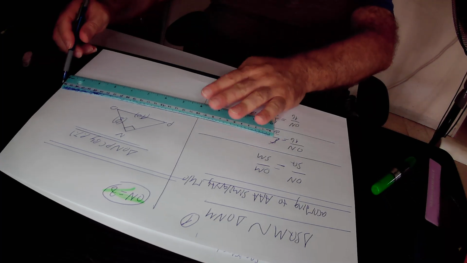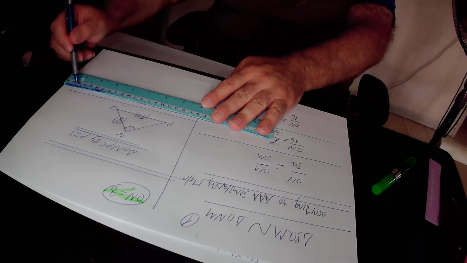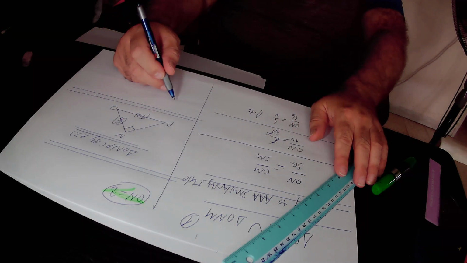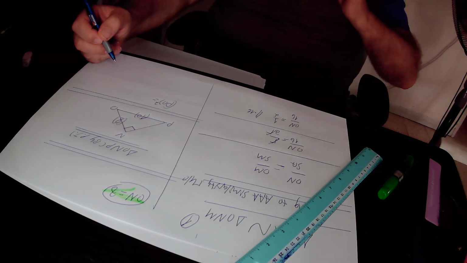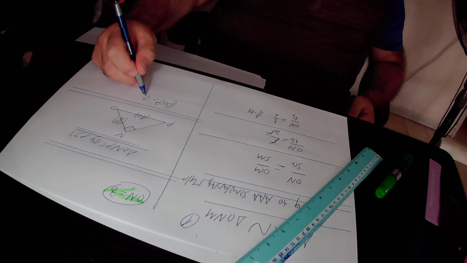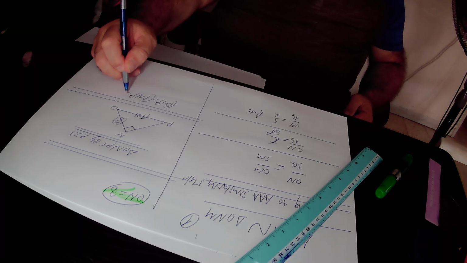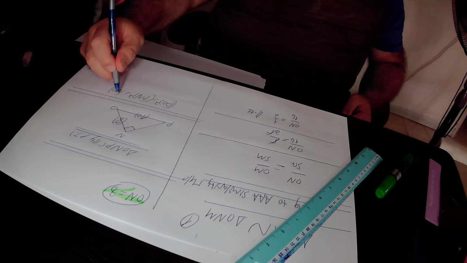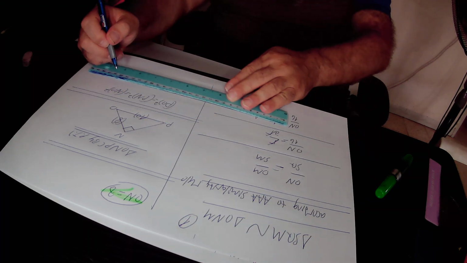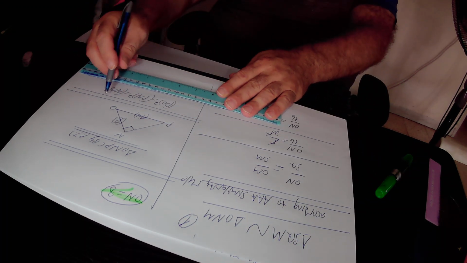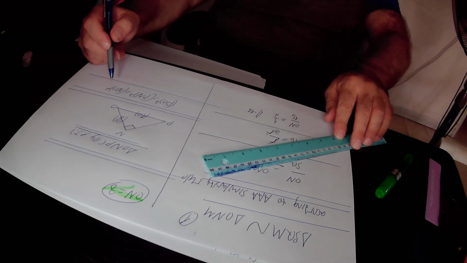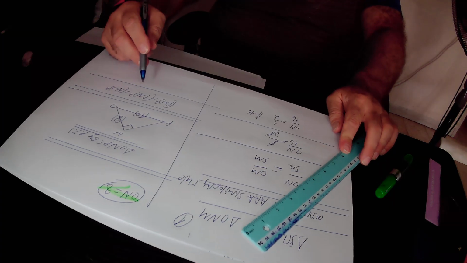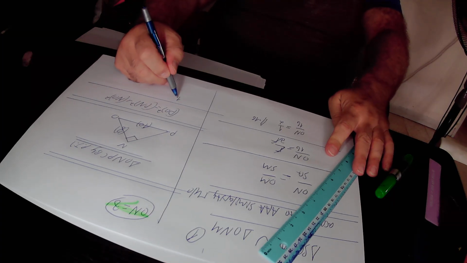This right triangle PNO, according to the Pythagoras theorem, PO squared, that is the square of the hypotenuse, equals PN squared plus NO squared. Again, PO squared equals PN squared plus NO squared. PO is 10, therefore PO squared is 10 squared, that is 100.